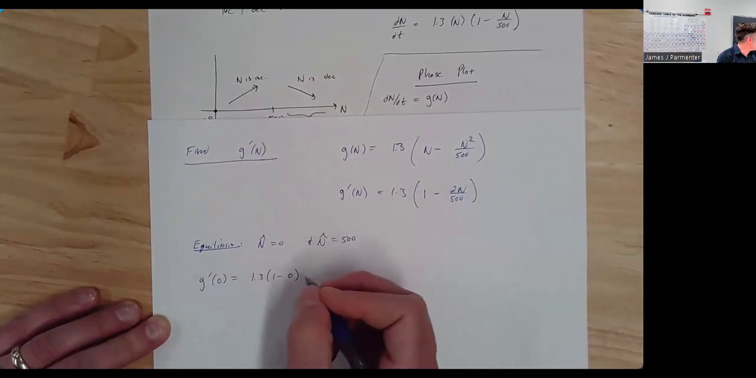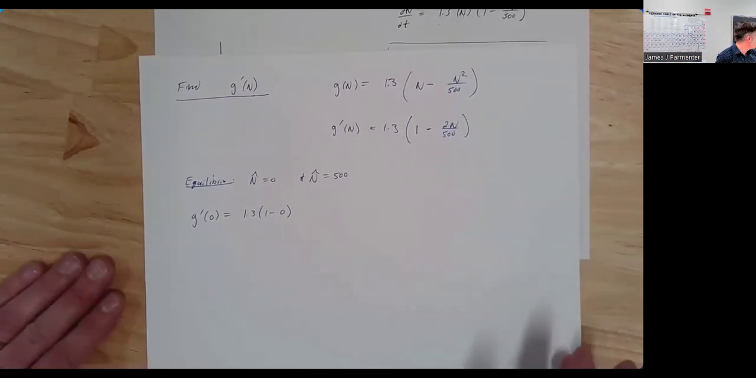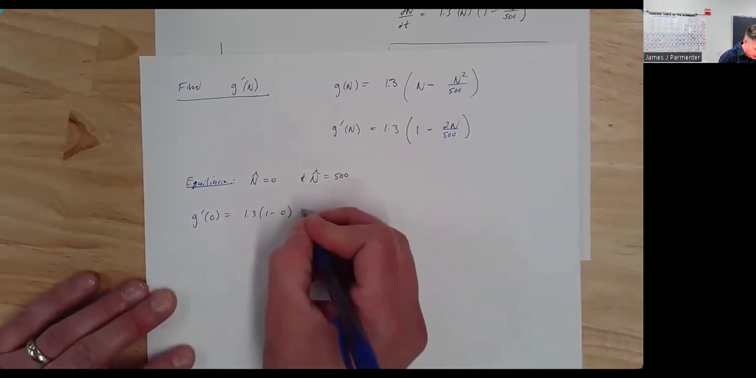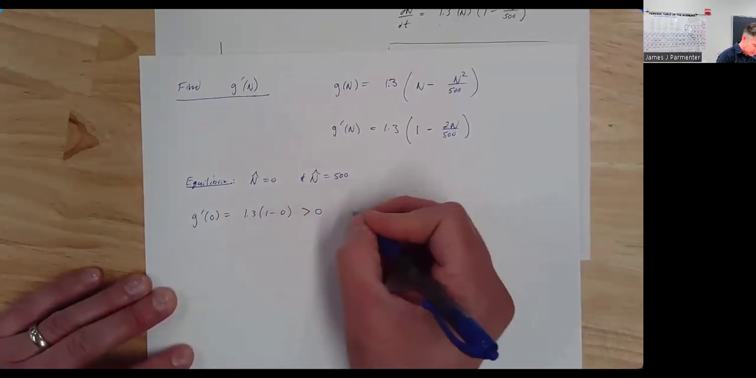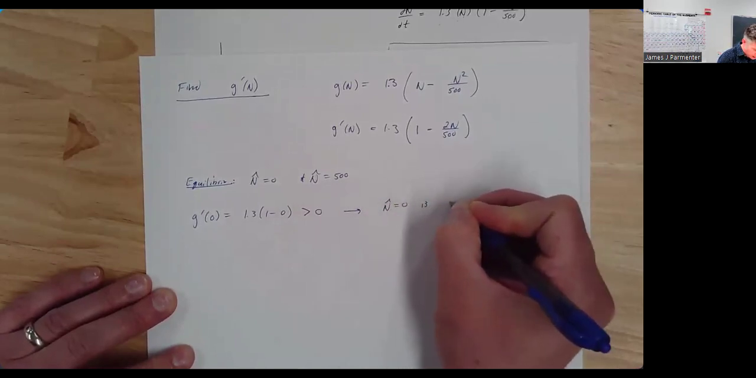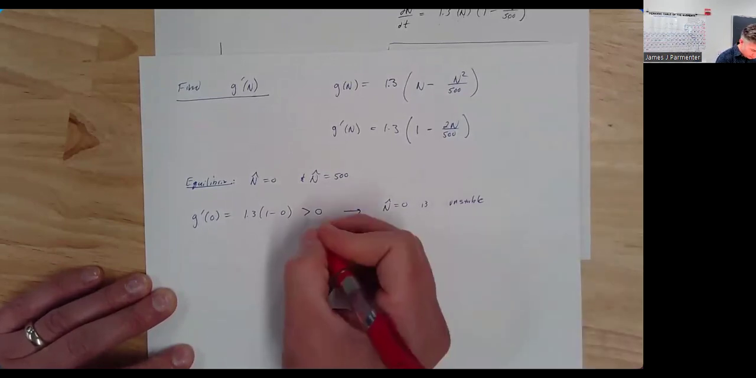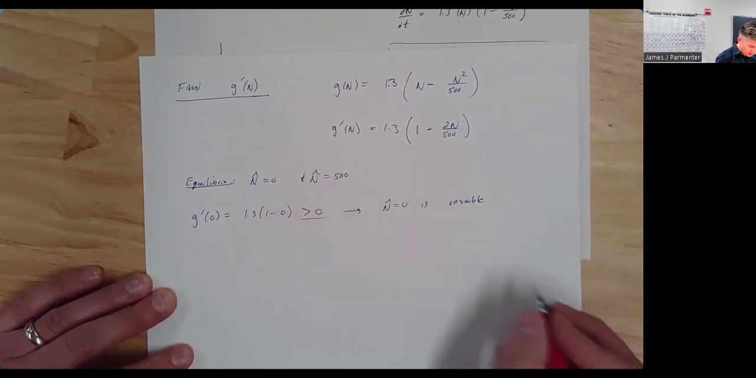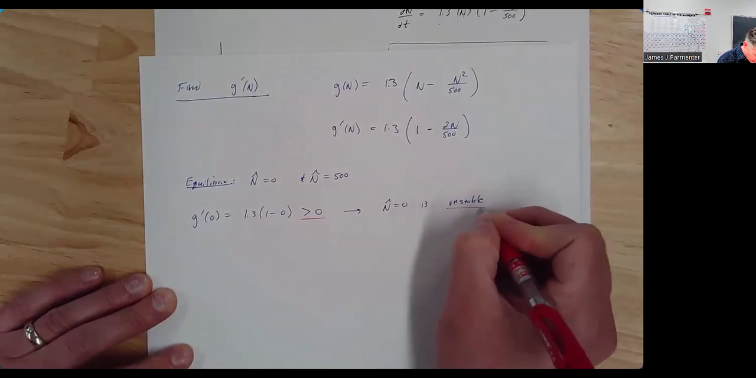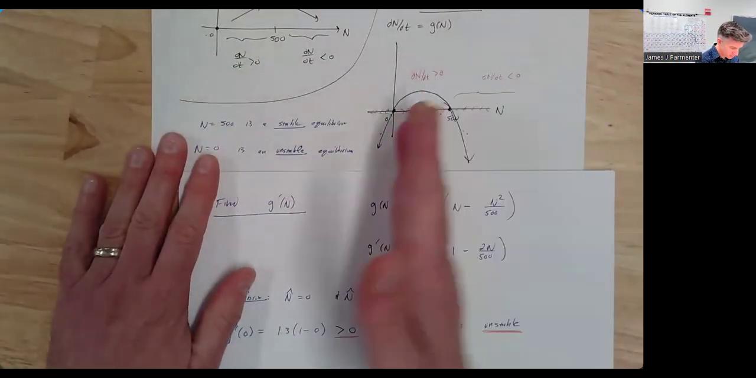I don't really care what the numerical value is. I just care if it's positive or negative. So since this is positive, we know that n hat equal to 0 is unstable. So g prime being greater than 0, being positive, corresponds to n hat being unstable. Like we just said when we looked at the graph, the graph also showed this. At 0, where it's unstable, the derivative is positive.